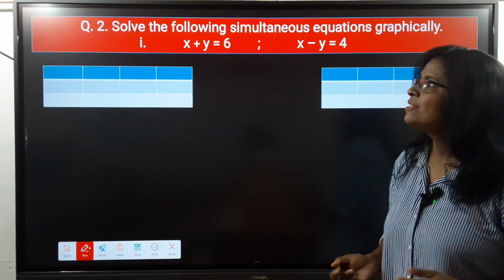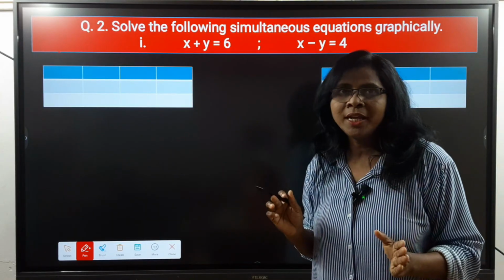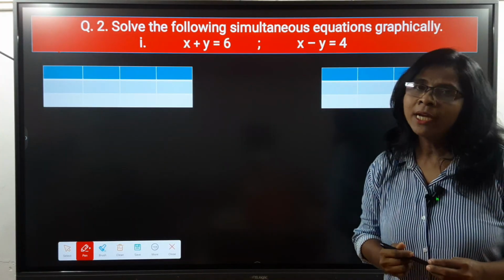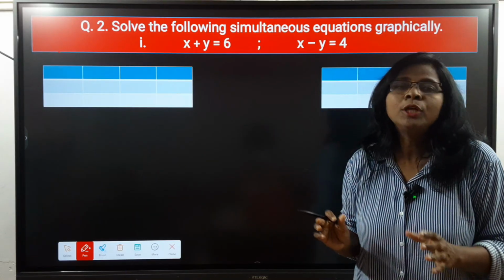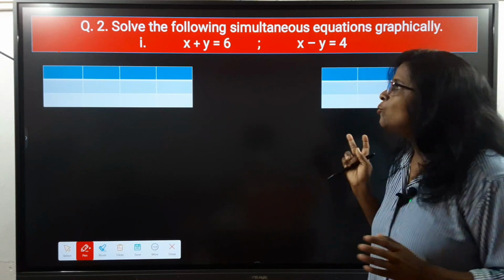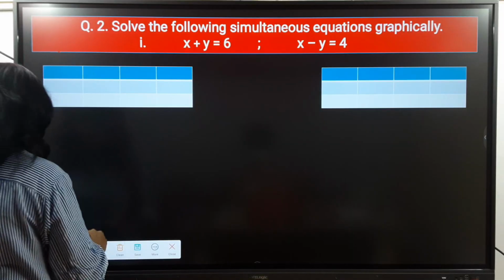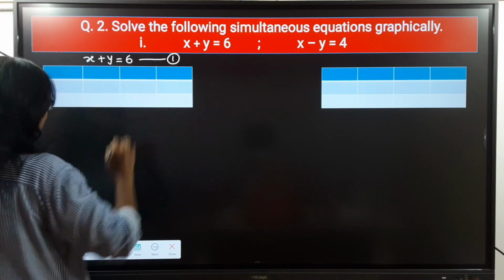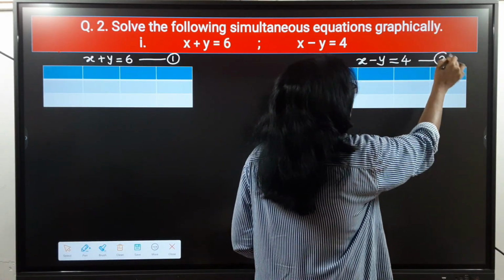Now students, solve the following simultaneous equations graphically. Equations are, first question example: x plus y is equal to 6 and x minus y is equal to 4. Now here students, we have to first find the values for the individual equations. First I write down x plus y is equal to 6, call it the first equation, and the second one, x minus y is equal to 4, call it the second equation.